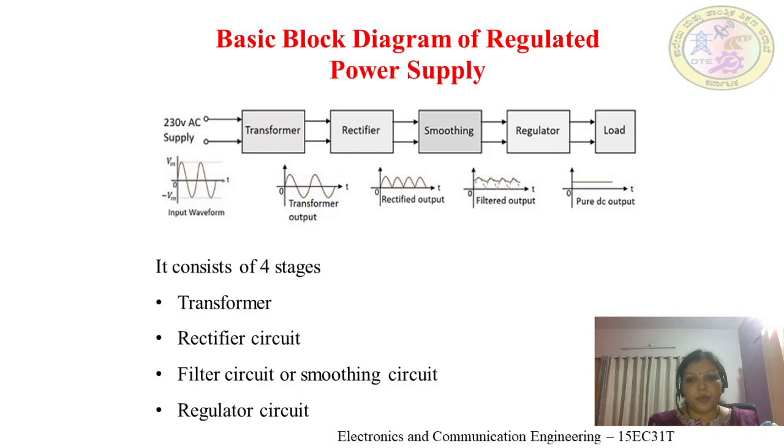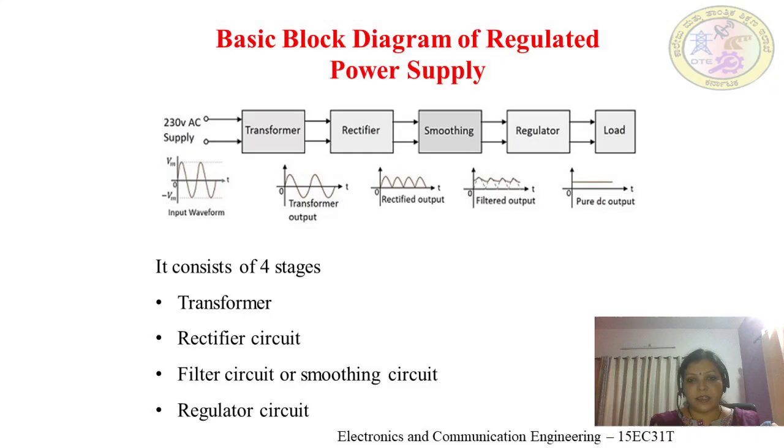So it is not a pure DC. We are supposed to get the last waveform, which we call a pure DC. But here it is still not pure DC. It is a pulsating DC. Pulsating DC means it has a large amount of AC component present in the output of the rectifier output. So this is oscillating, a kind of oscillation. Hence we call it a pulsating DC.